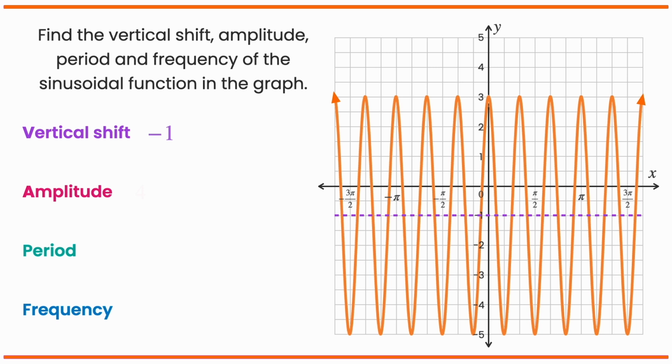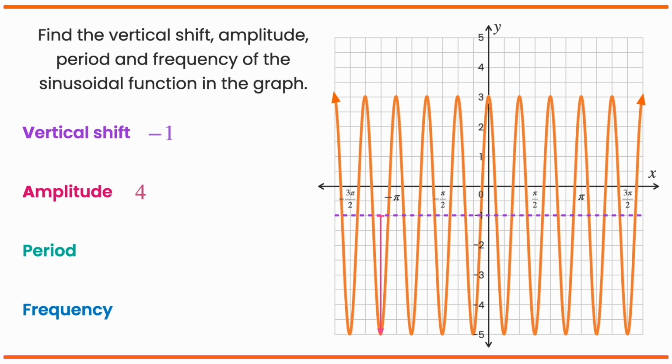The difference between this midline of -1 and our minimum of -5 is a distance of 4, which is the same distance from our midline to our maximum of 3. Either way, this tells us that our amplitude is 4.